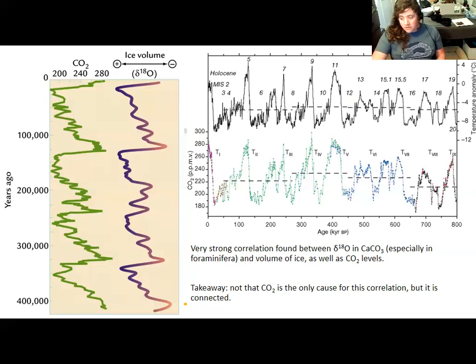And we see that when CO2 levels go up, the isotope ratio goes down because there's less glaciation, and thus more of the light oxygen-16 that's getting released back into seawater. And estimates of temperature obtained from oxygen isotopes show this correlation. CO2 is not the only factor in global climate, but there is a very strong correlation.